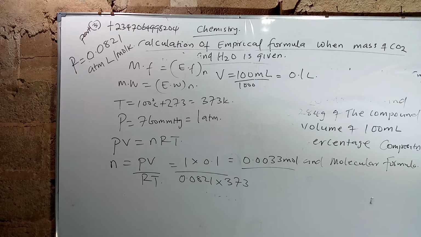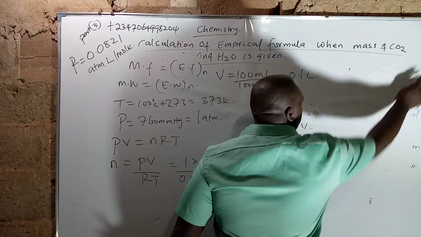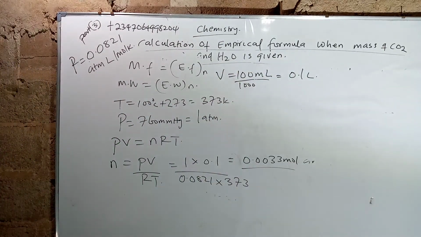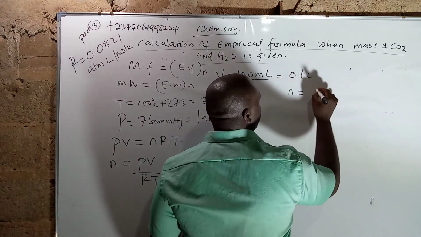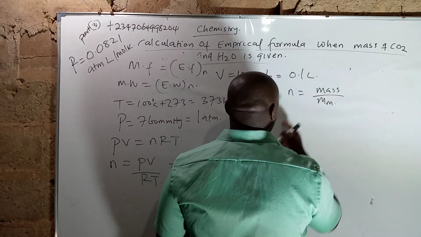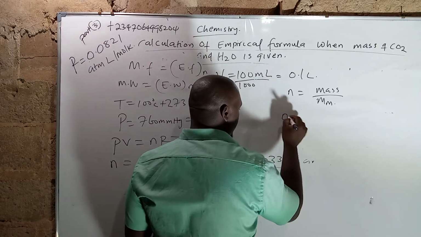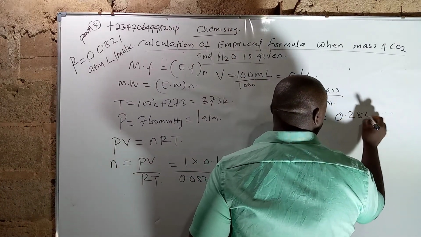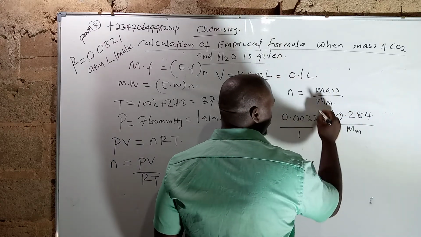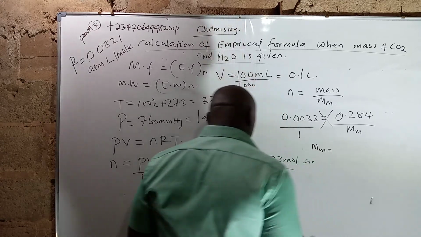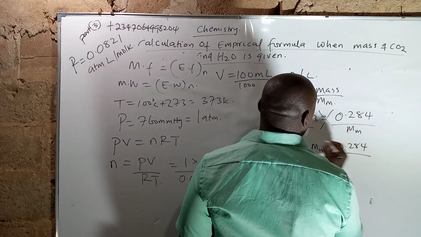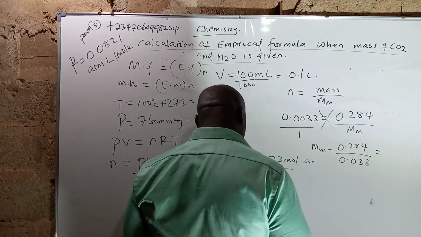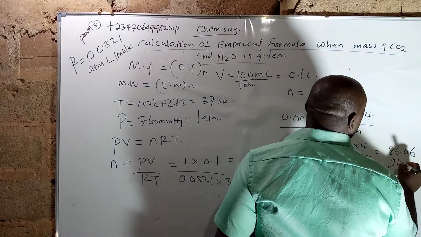And remember that moles is mass all over molar mass. Like I said, this question is kind of fun, and if you understand it, you enjoy it. Now we have the moles, which is 0.0033, and the mass has already been given in the question, which was 0.284. Now we can calculate the molar mass. All you need to do is cross multiply. So the molar mass is 0.284 all over 0.0033, and that should give you an answer of 86.06 gram per mole.